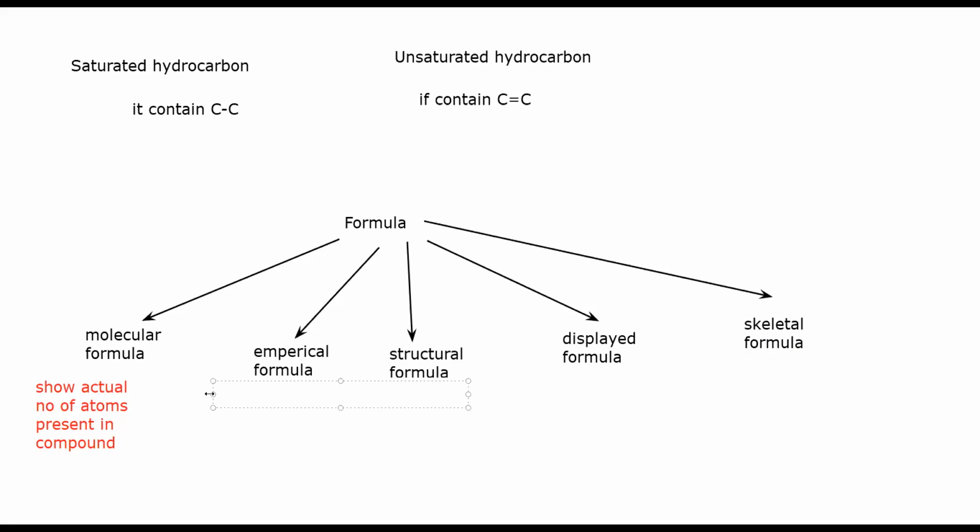What is the empirical formula? Empirical formula represents the simplest ratio between the atoms present in a compound. So when we represent the formula which shows the simplest ratio between the atoms present in a compound, we call this formula an empirical formula.